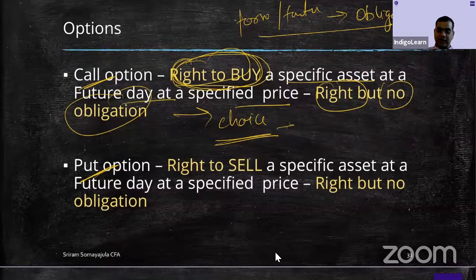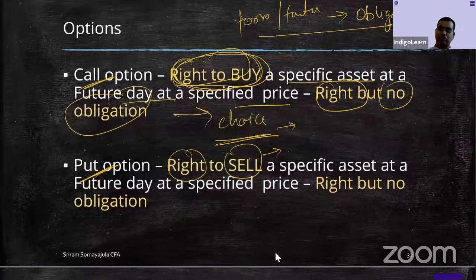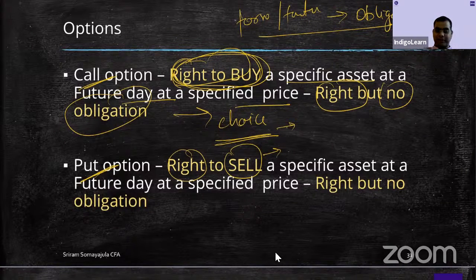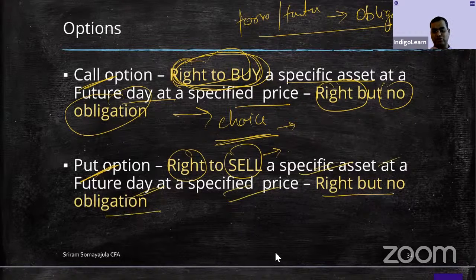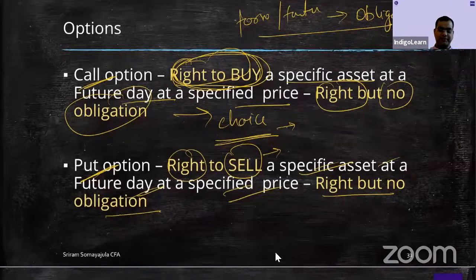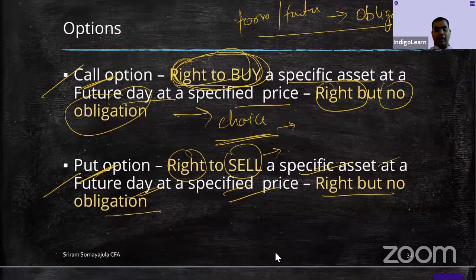What is a put option? A put option is a right to sell. Okay, you have a right to sell at your choice. That is, if you want to sell, you can sell. If you don't want to sell, you need not sell. But the terms of the agreement are predetermined. That is, of a specific asset at a future, specified date, at a specified price. So all these 3 are predetermined. On that day, you can choose to either exercise. That is, you can choose to go ahead with the contract, either to buy or to sell. If it is a call option, it is buy. If it is a put option, it is sell. You can choose at your convenience what you want to do.